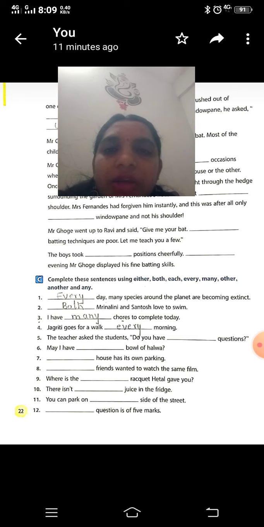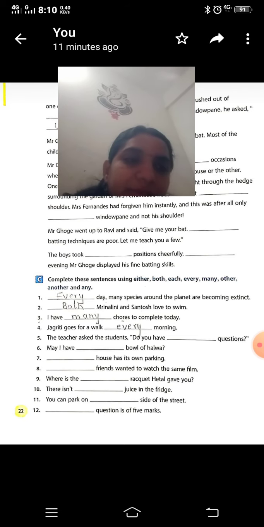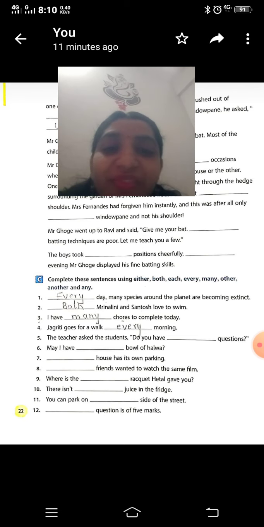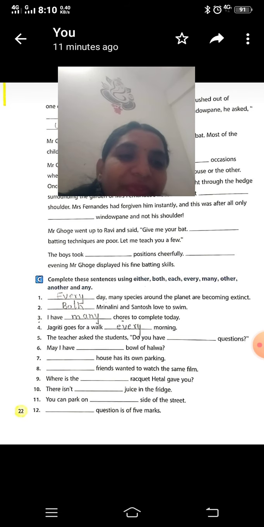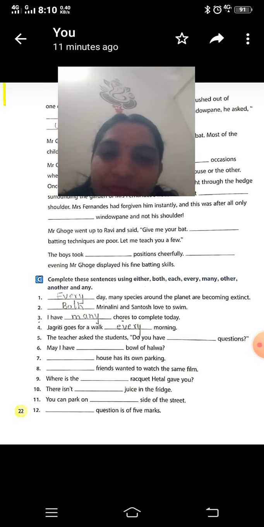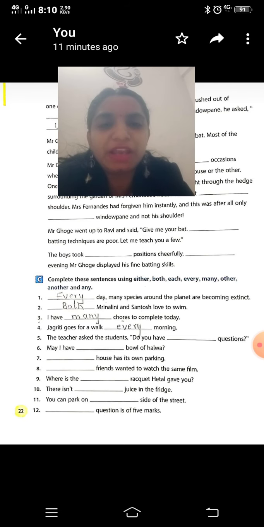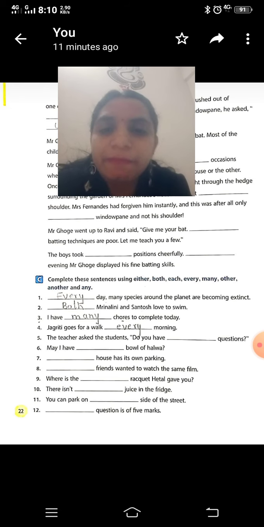Mr. Gog went up to Ravi and said, "Give me your bat. Your batting technique is poor. Let me teach you a few." The boys took their positions cheerfully. That evening, Mr. Gog displayed his fine batting skills.